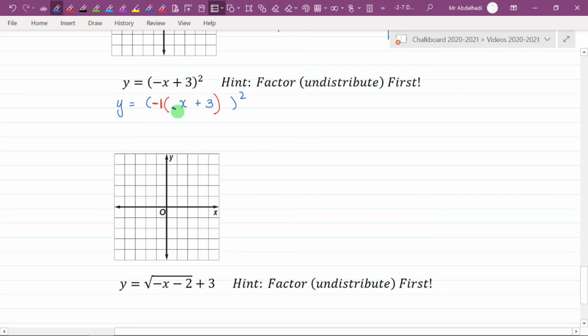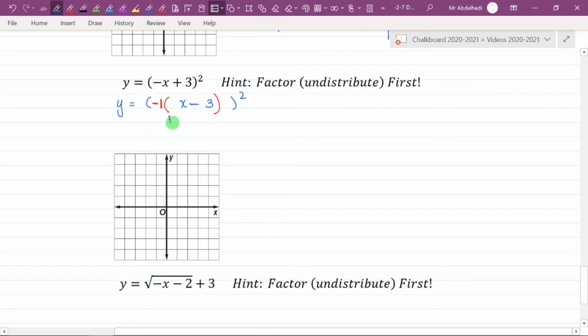But we have to do the same thing to everything in the parentheses here. So same thing to the positive 3 here. If we're going to divide this by -1 and put its -1 out here, this becomes a -3. So I'm going to erase the positive and make it a negative. Now this process is called factoring. I'm factoring out a -1 from each of these.